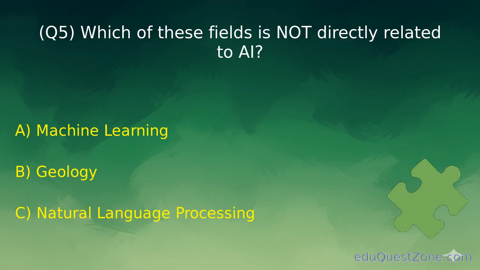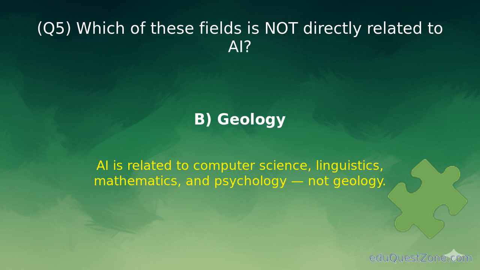Question 5. Which of these fields is not directly related to artificial intelligence? Option B. Geology. Geology studies Earth's structure and is unrelated to artificial intelligence.